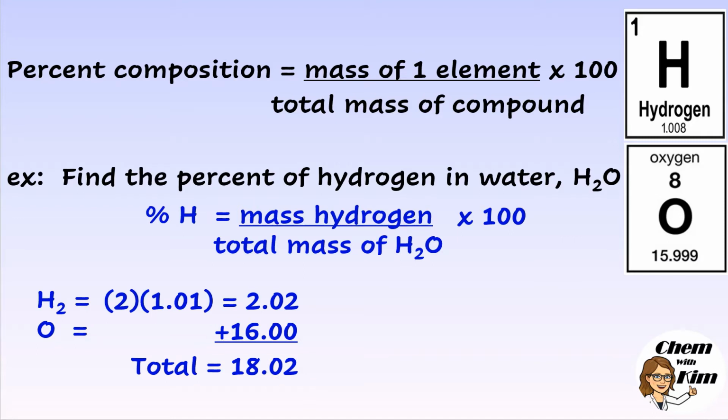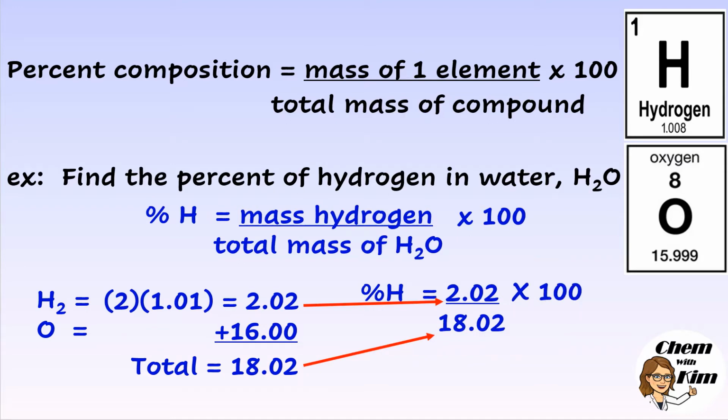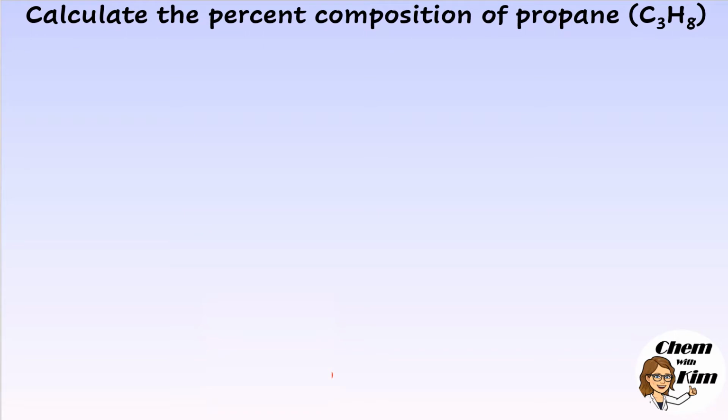All right, so to find the percent of hydrogen, we're going to take the mass of the hydrogen, 2.02, and then take the total mass, the 18.02, and then multiply by 100. When we put this in our calculator, we're going to see that the percent of hydrogen in H2O is 11.2%.